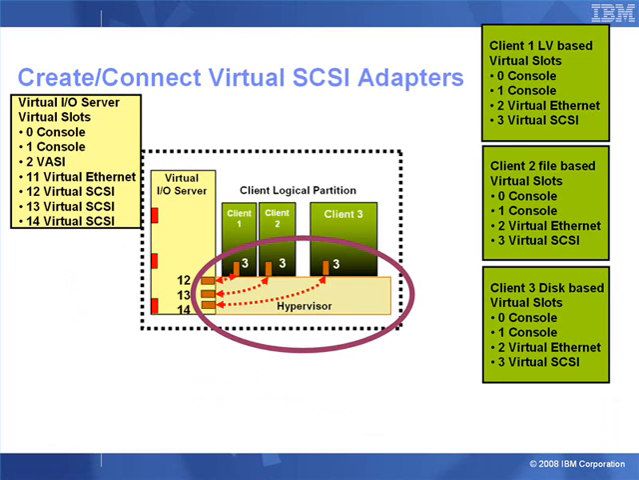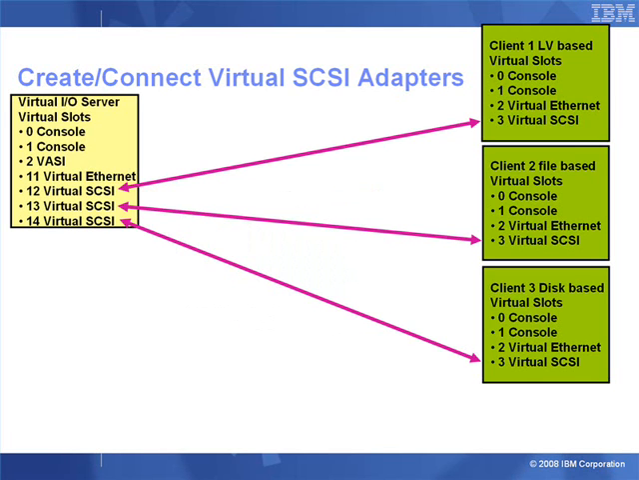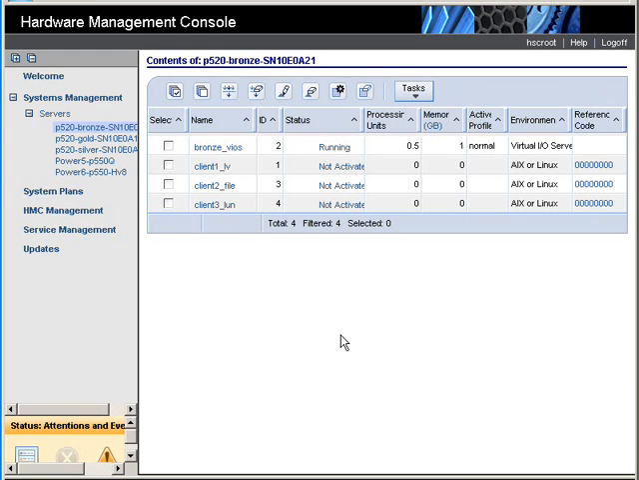But for the virtual I/O server, its virtual slots start at 11. That will be used for the Ethernet, and we'll need one virtual SCSI adapter for each of the clients. So they'll be numbered 12, 13 and 14. And just to highlight that, I'm showing the mapping here between the client virtual SCSI adapters and the multiple virtual I/O server SCSI adapters. So here we are on the HMC, and we're going to first of all connect our client for logical volumes to a VIO server by creating a pair of virtual SCSI adapters.